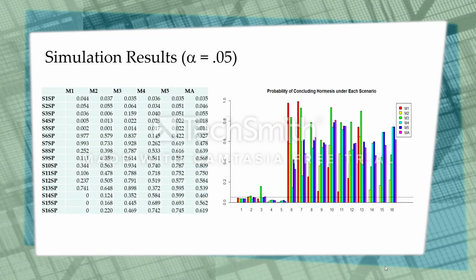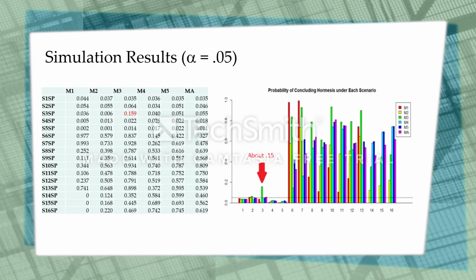So here are our simulation results. For scenarios 1 through 5, the truth is monotonic, so we set a significance value of 0.05. Specifically for scenario 3, model 3, we see that it violates type 1 error significantly. The good thing is our model averaging, which is in purple, does not get that much contribution from model 3, so it relieves that type 1 error rate.